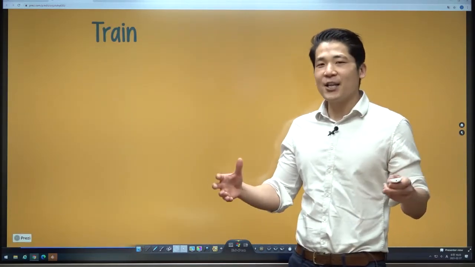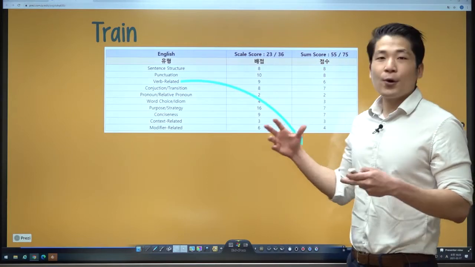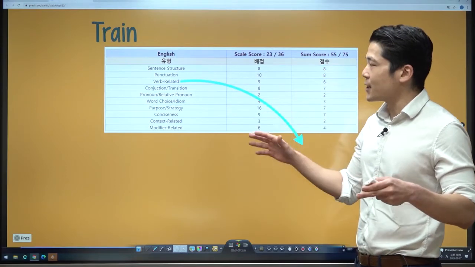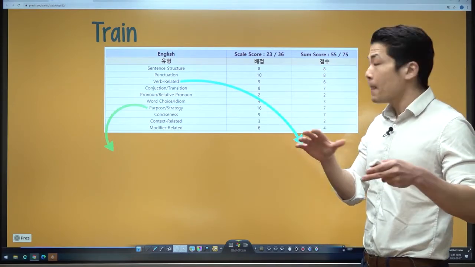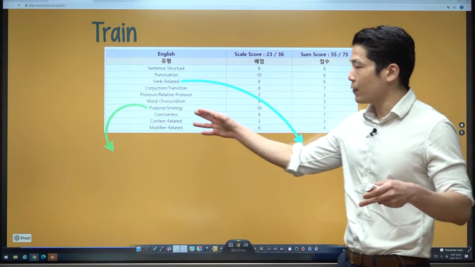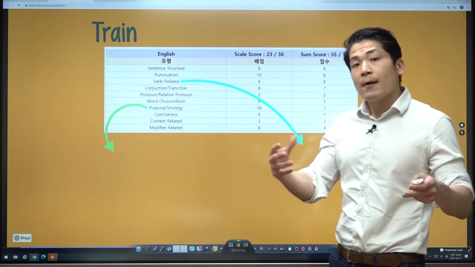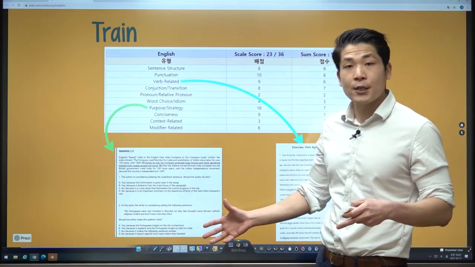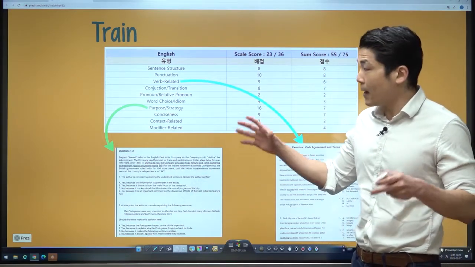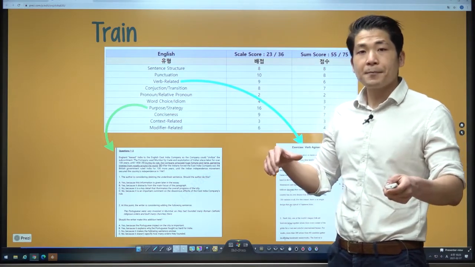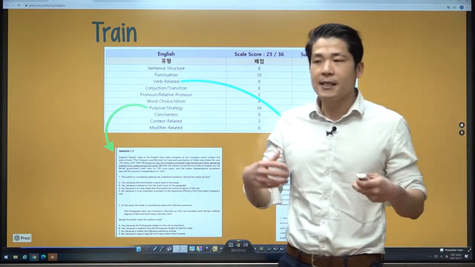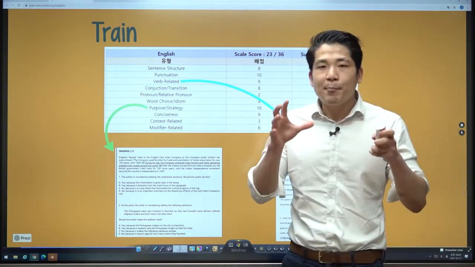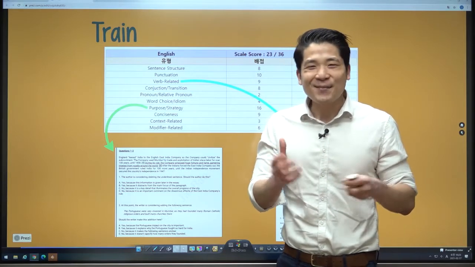Now, in terms of the training, based on your reports, you'll be able to see which concepts or question types you're weak at. If you're weak at verbs or reading comprehension questions, I'll give you different exercises and practice questions that allow you to improve upon those weak areas. So I'm not just going to assign random practice questions, but questions based on your weaknesses. How awesome is that?